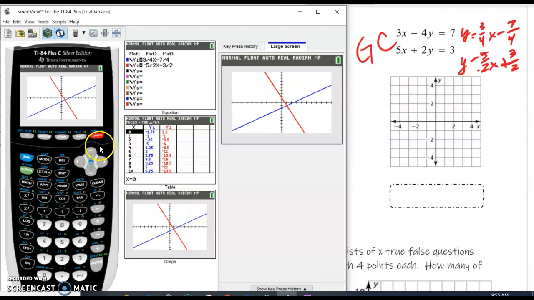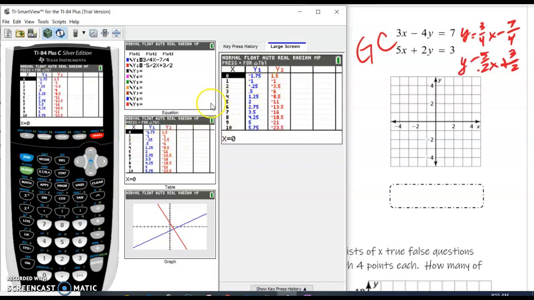Okay, and then for right now, I'm just going to show you how to use the table of values. So let's go to second graph, which will show us our table of values. And then what we're looking for is a value of x where the value of y is the same. So you would just scroll up and down in your table until you can see that. But hopefully you can see that that's happening right here, where x is 1. Both y values are -1. So the solution of this equation is (1, -1).